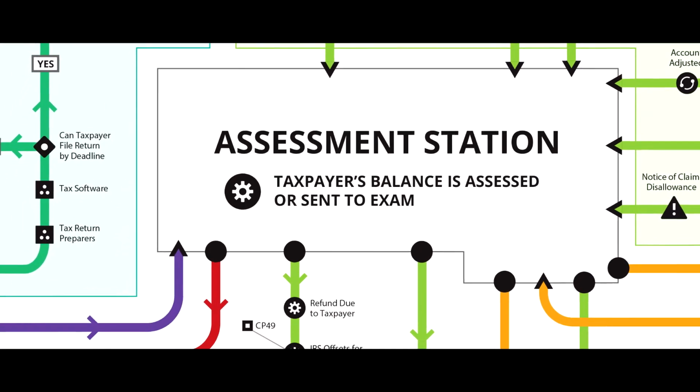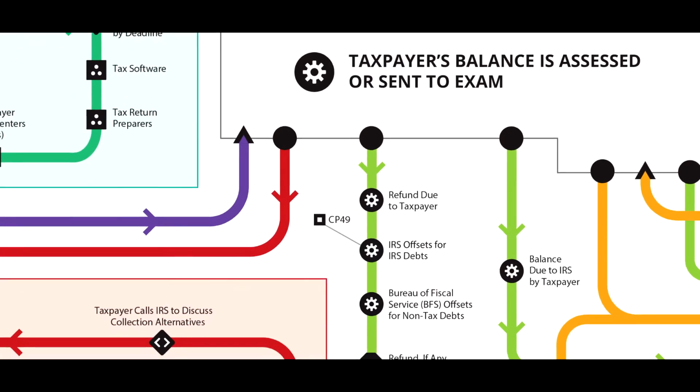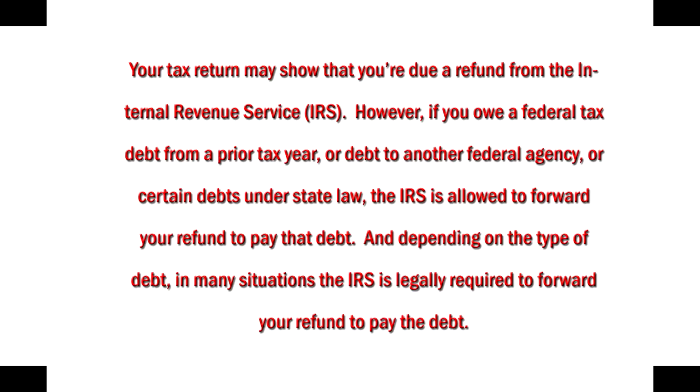Unfortunately, this taxpayer does have offsets for IRS debts and Bureau of Fiscal Service offsets for non-tax debts. Your tax return may show that you're due a refund from the Internal Revenue Service. However, if you owe a federal tax debt from a prior tax year, or debt to another federal agency, or certain debts under state law, the IRS is allowed to forward your refund to pay that debt.